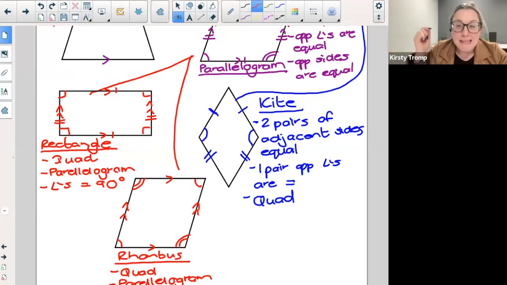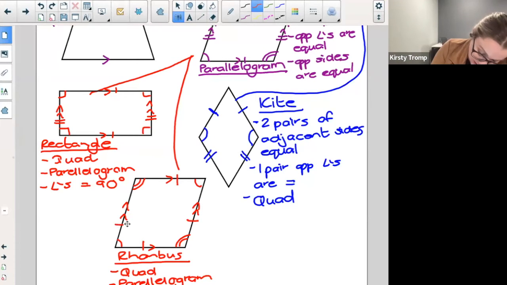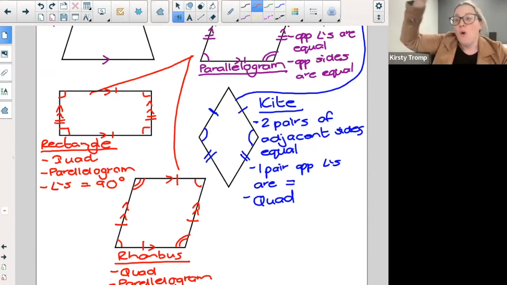But what makes a rhombus really special is that, remember, a rhombus is like a bullied square. If a rhombus is a bullied square and the square is just being pushed over, what do we know about a square? We know that in a square, all of the sides are equal. So yes, the opposite sides of the shape are equal, but actually in a rhombus, all of the sides are equal.